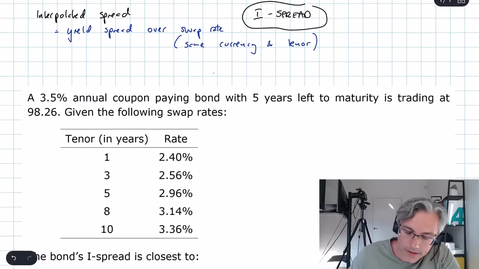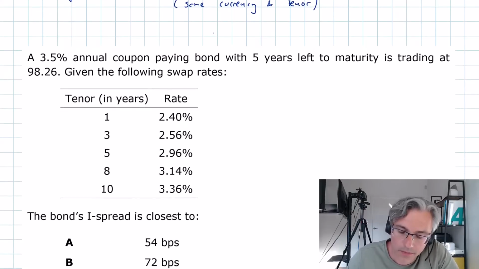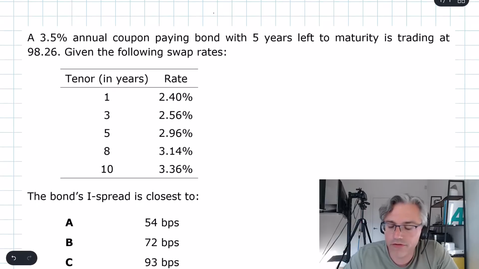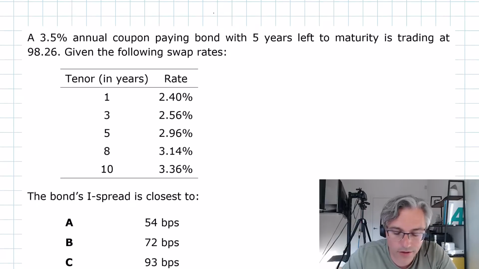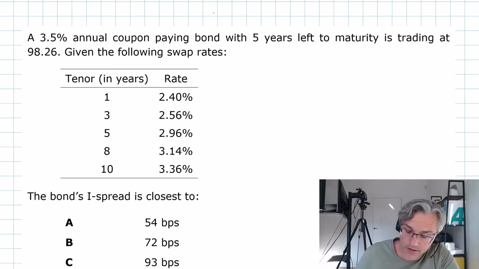A 3.5% annual coupon paying bond with 5 years left to maturity is trading at 98.26. Given the following swap rates, and we've got swap rates for different tenors, I haven't included all the years in the range from 1 to 10, the bond's I spread is closest to, so the interpolated spread.